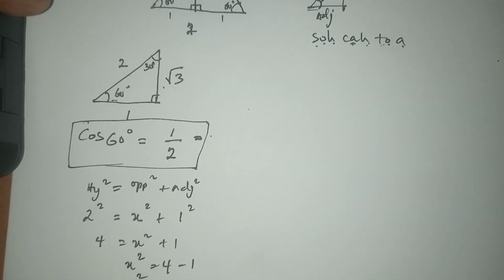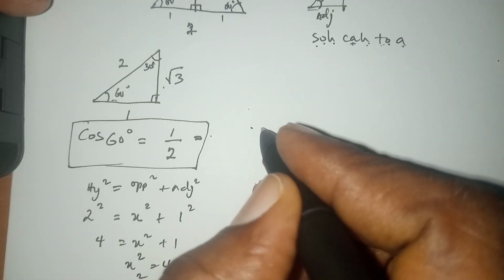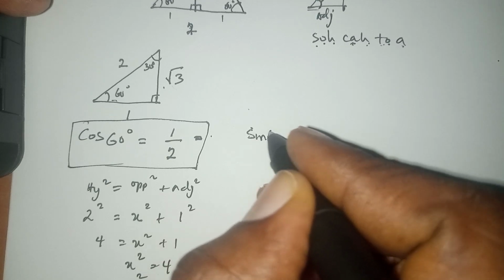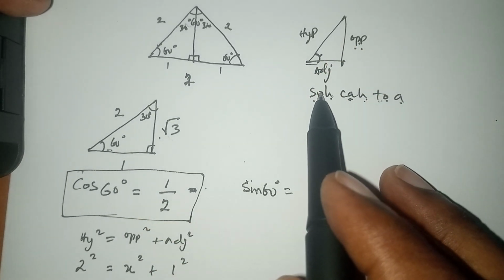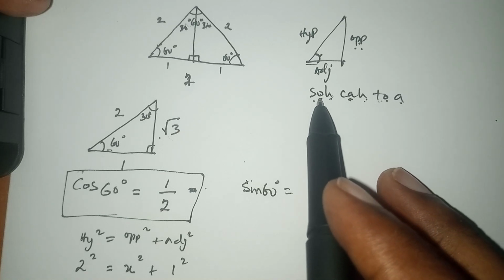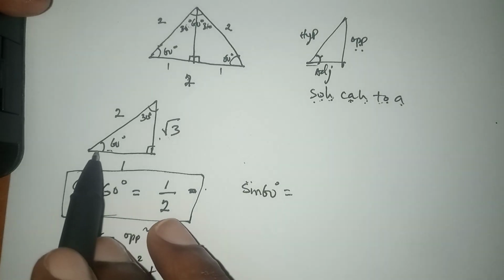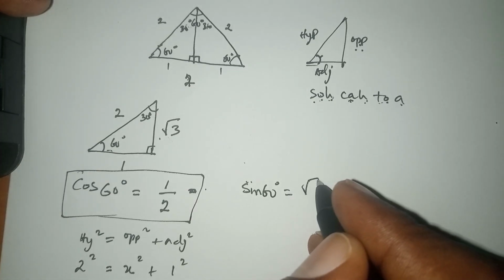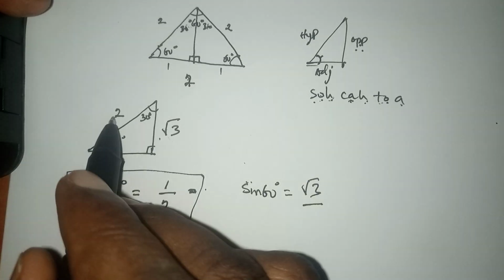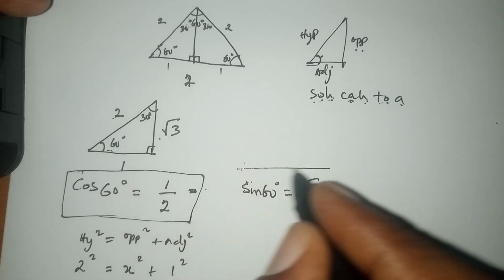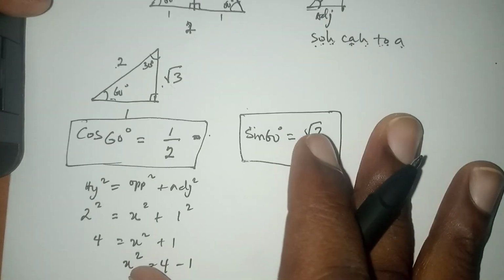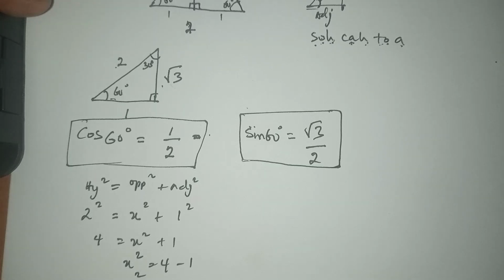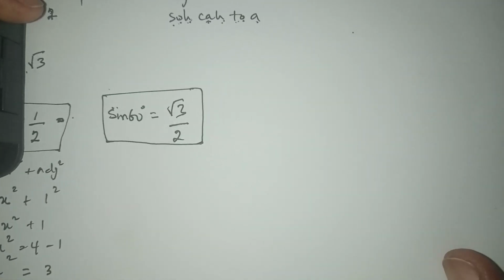We also need sine 60. Sine 60 is also, what's sine? Sine is opposite over hypotenuse. So what's the opposite here? Root 3 over, what's the hypotenuse? 2. So sine 60 is root 3 over 2. So we are done for angle 60. Now let's go for angle 30 degrees.